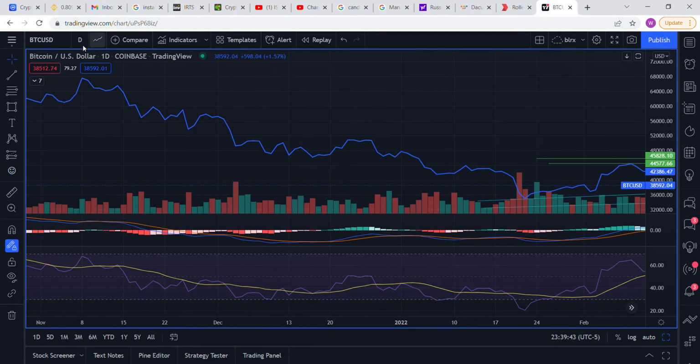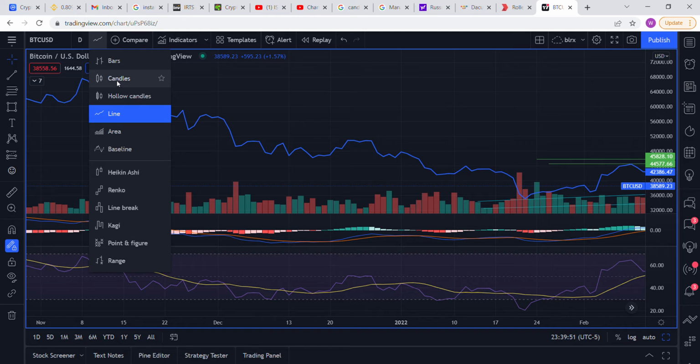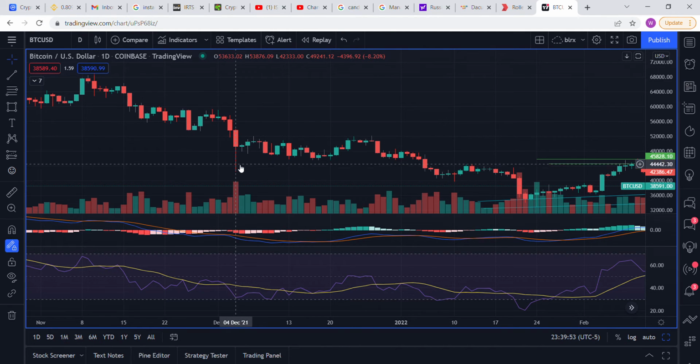Okay? So when you change it back, look, December 4th right here. This is where that big candlestick was. Change it back to candles. Look at that. When you have a line chart, it shows you where it closes out at. It does not show you the range of the price action.